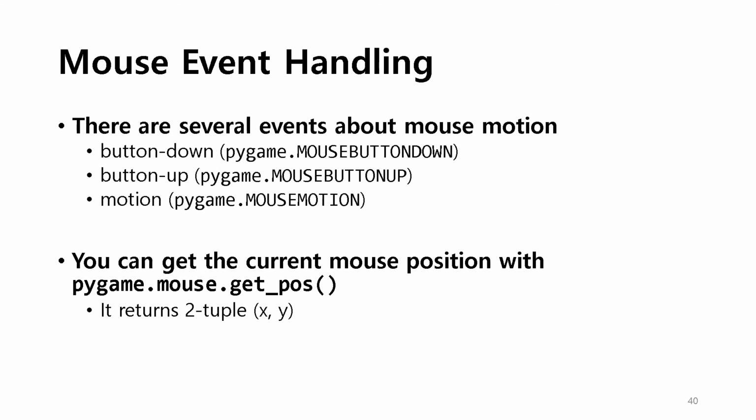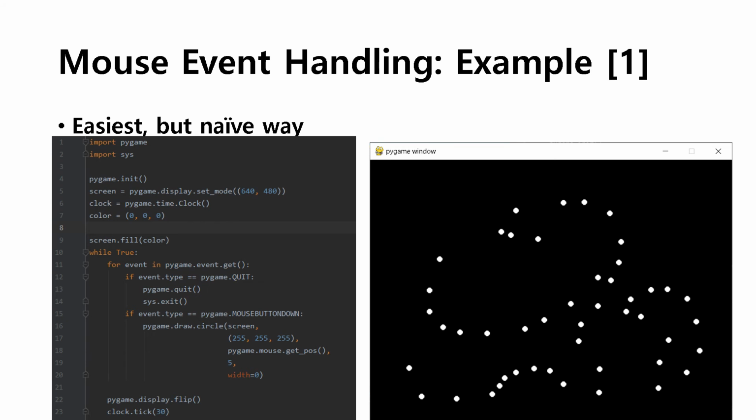Anyway, let's move on to mouse event handling. It is very similar to the OpenCV mouse event, so we expect that you can follow very well. We can get the current mouse position by using mouse.get_pos. It returns a tuple x, y. Then we can make a program that draws a dot when we click somewhere, like in OpenCV. Do you remember?